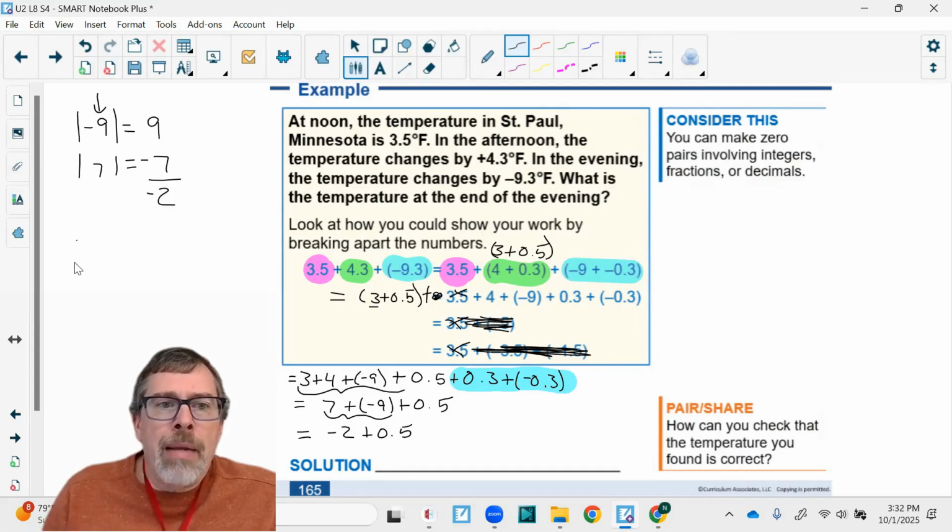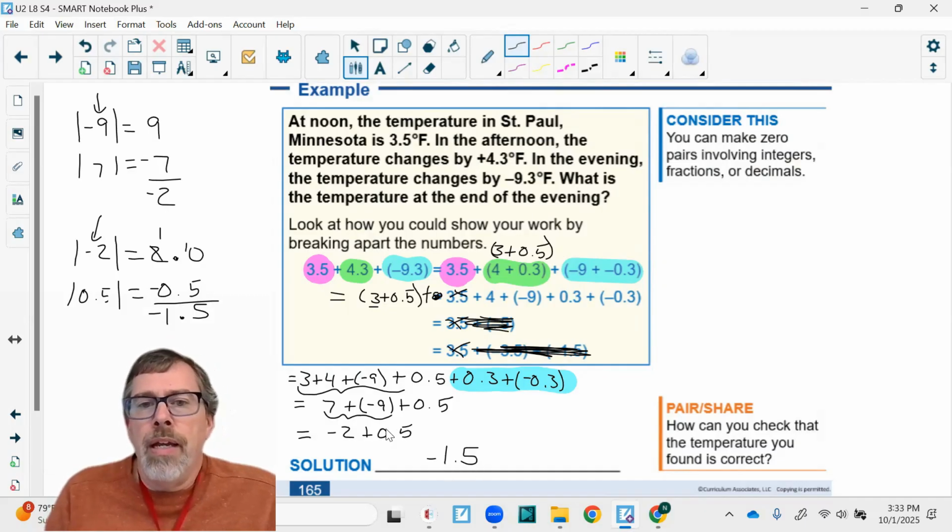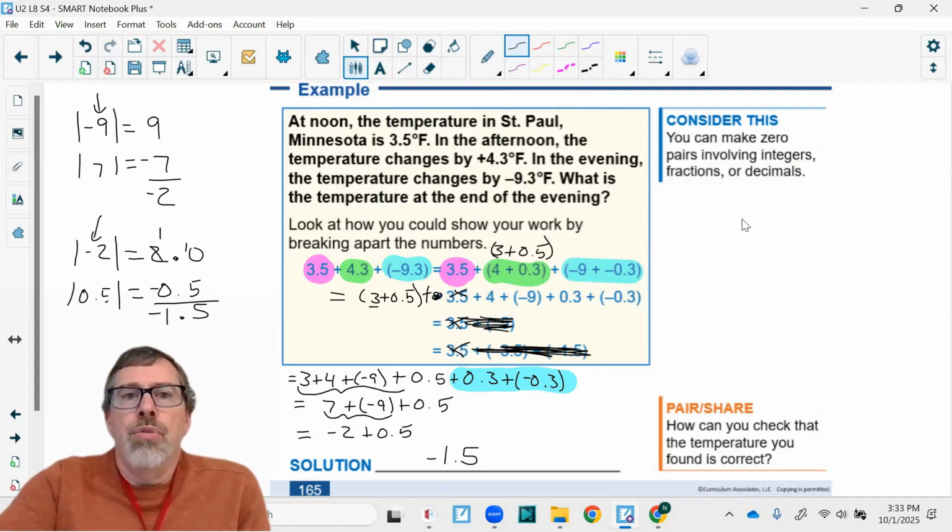I then will take the absolute value of -2, which is 2. I'll take the absolute value of 0.5, which is 0.5, and I'm going to subtract because they're opposites. So this 2 will become 1 because this is 2.0, and I need to make that a 10. 10 minus 5 is 5. Here's my decimal. 1 minus 0 is 1. Take the sign of the bigger, it's -1.5. Okay, and that's the answer to this problem.